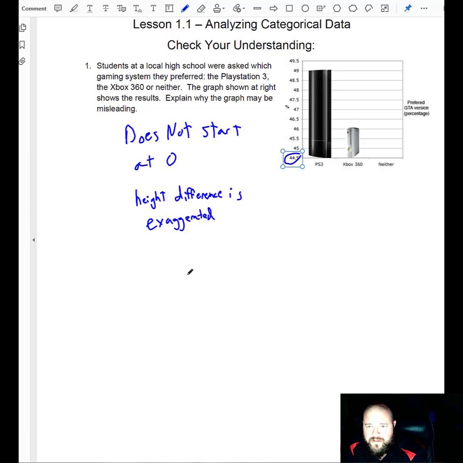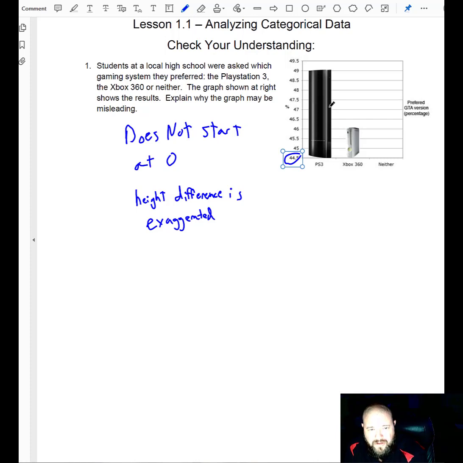What else we got going on? Also, we can't really tell what the neither is because it doesn't even show anything. It's just no height whatsoever. What if that was stopped right before the 44.5? Why did they start off right there? You definitely don't want to deal with anything that looks like that pictorial-wise. Pictographs should be avoided. Don't use these pictures because it's very misleading.